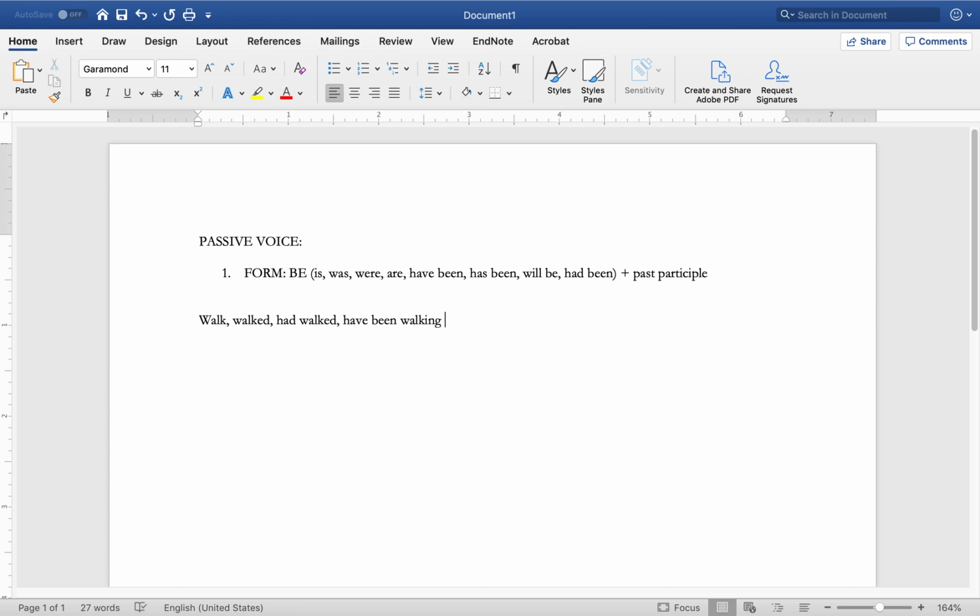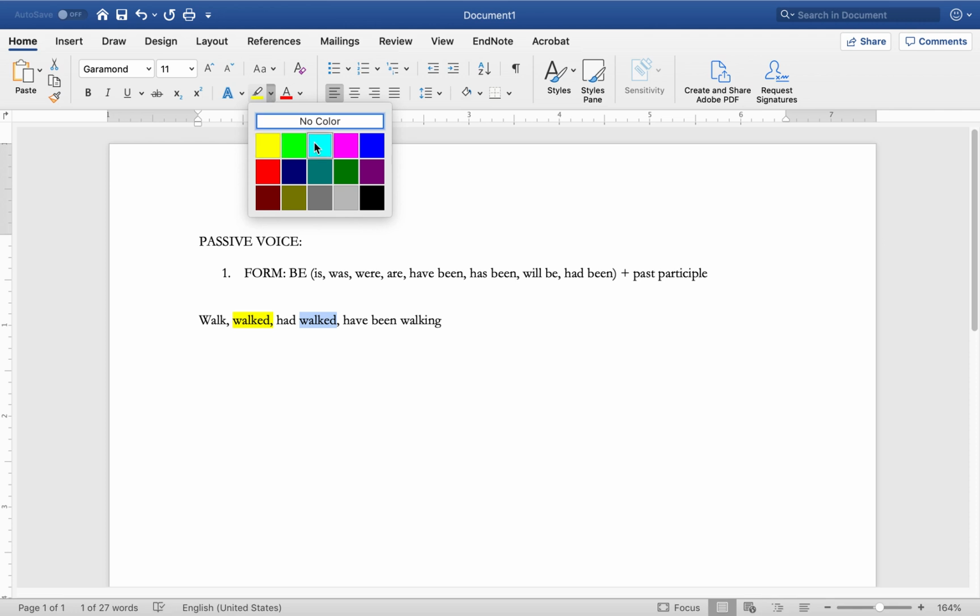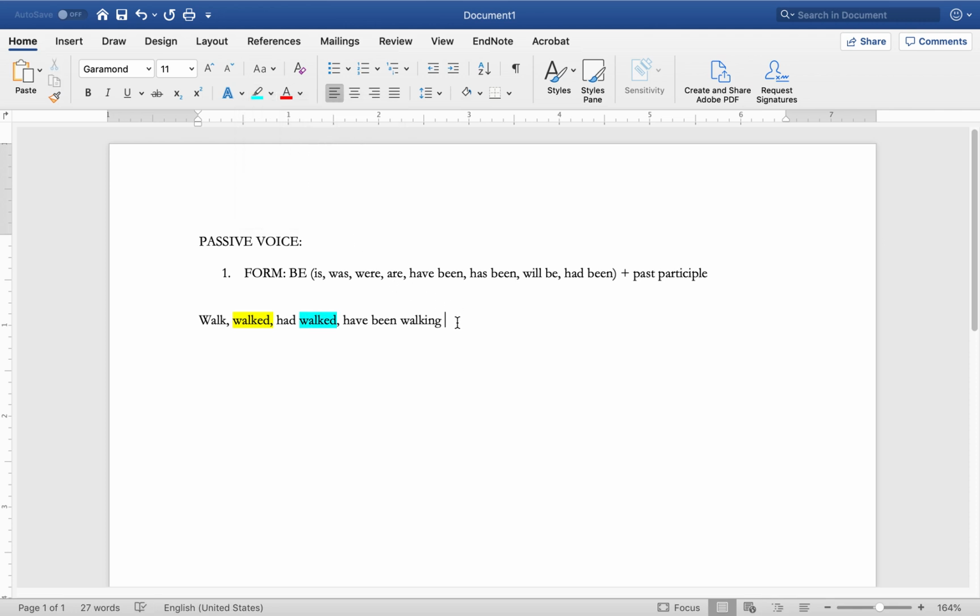English, walked and had walked, this is the past form of the verb walk, right? And when I say past participle here, this is the past participle. So the past participle is the same form. But there are other verbs in English that have a different past participle. And I know it might have been a while since you've had a grammar class, so this is why I'm going over this.